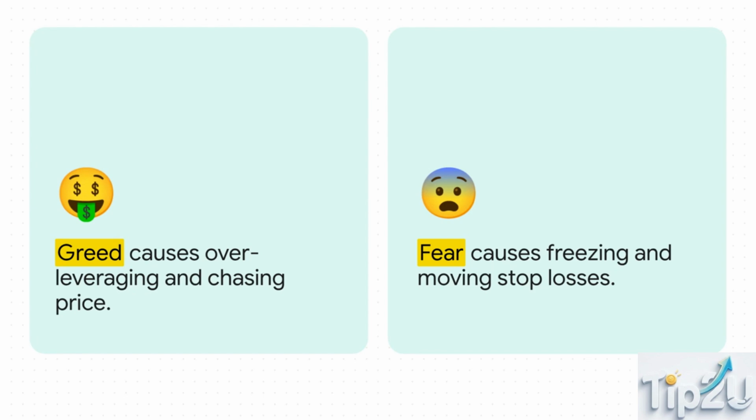When real money is on the line, greed and fear are going to try to hijack your discipline. Greed leads to over-leveraging and chasing the price, or taking profits way too early. Fear makes you freeze up. But you know what the most catastrophic psychological mistake is? Moving your stop loss further down when a trade goes against you, just because you can't swallow a small loss. That right there is exactly how a tiny, manageable paper cut turns into a devastating account blow-up.